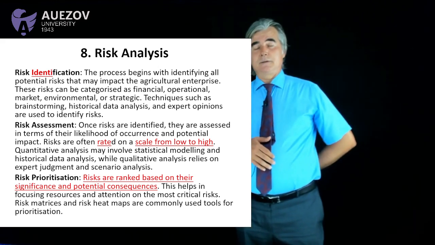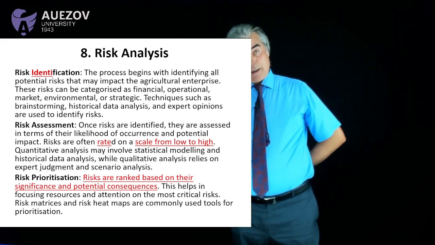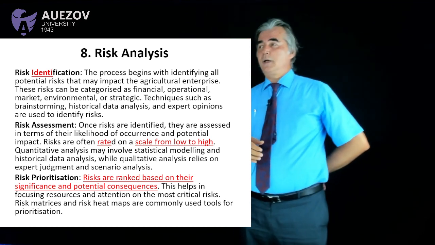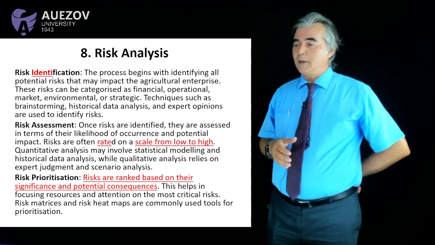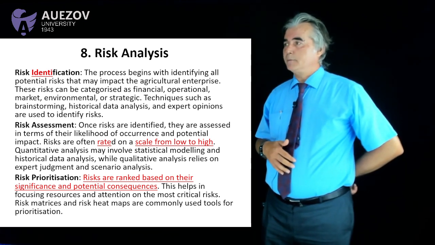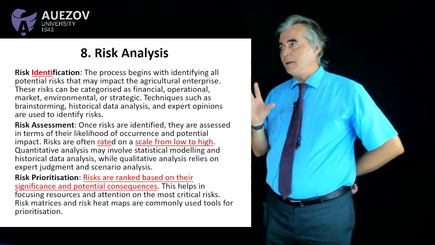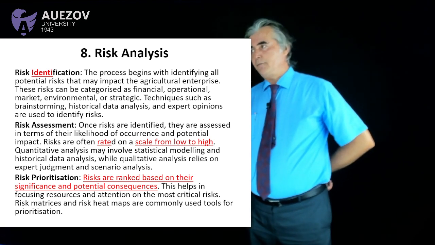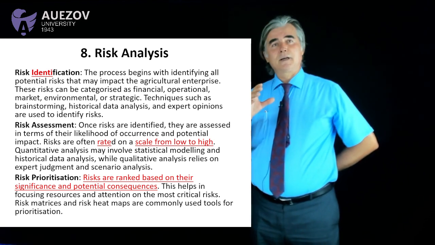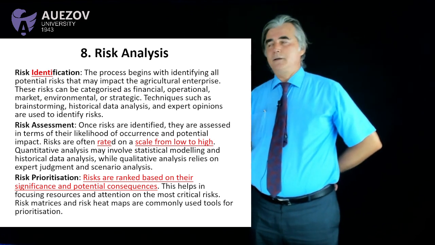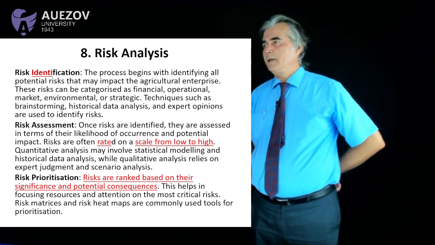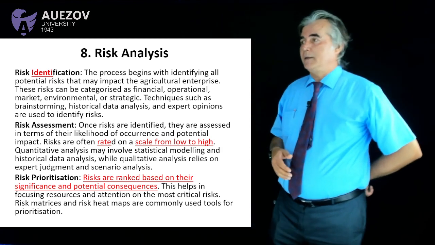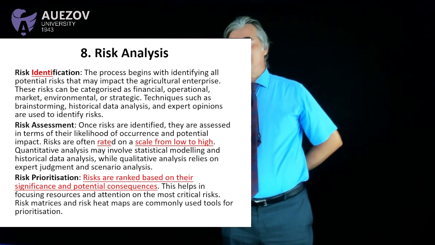And the other one is risk analysis. Risk and also uncertainty is very high in agriculture compared to other sectors. So risk calculation is very important for the farms. Firstly, we identify risk: all potential risks that may impact an agriculture farm. These risks can be categorized as financial, operational, market, environmental, or strategic. Techniques such as brainstorming, historical data analysis, and expert opinion are used to identify these risks.